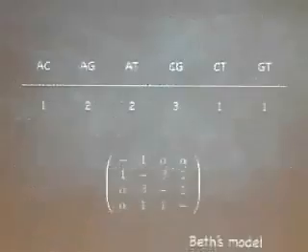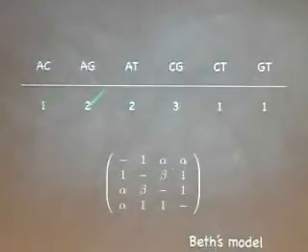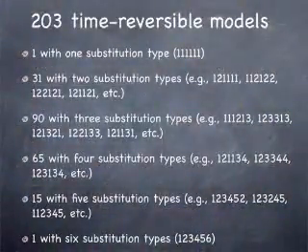And then, of course, you could have the GTR models, which would be indexed 1, 2, 3, 4, 5, 6, under this scheme. So you can ask, what's the combinatorics? How many models are there now? Well, there's 203 of them. One of them, of course, has one substitution type. There's the index. One of them has 6 substitution types. That's the GTR. But you have 31 with 2 substitution rates. There's our Kimura model. 90 with 3, 65 with 4, and 15 with 5 substitution classes.